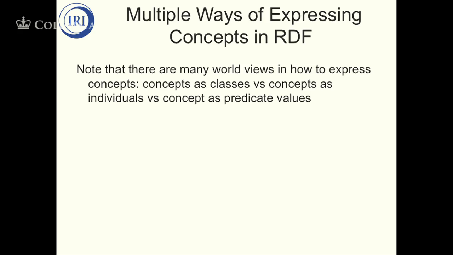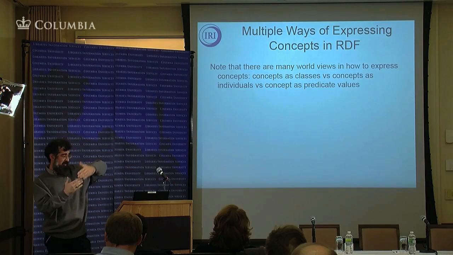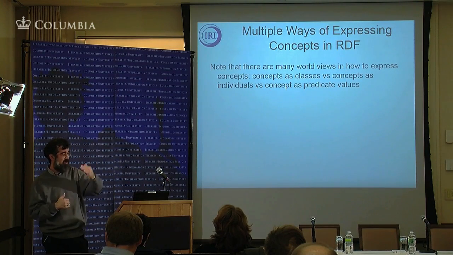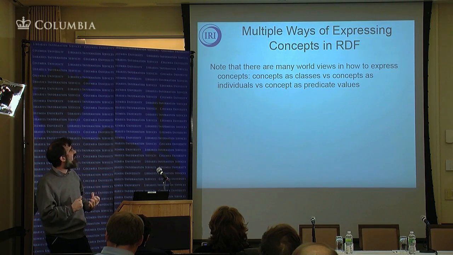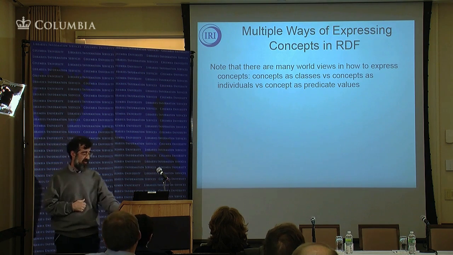You can describe it as an individual. In other words, this is described by that, so that is an individual concept. And you can also just have concepts as predicate values. You can have a whole bunch of strings, and there's a finite controlled vocabulary for that. So there are different ways of expressing it. They can all be written down in RDF, and they can all be interrelated.